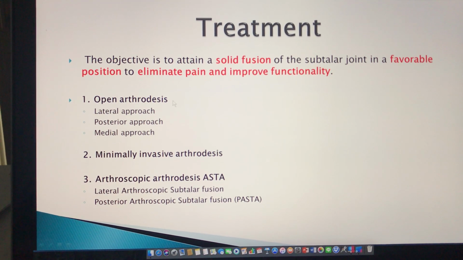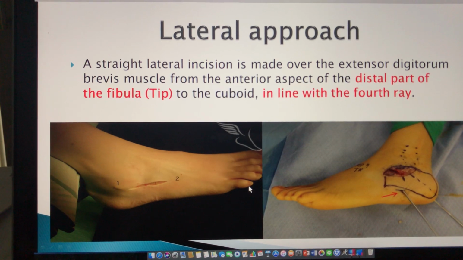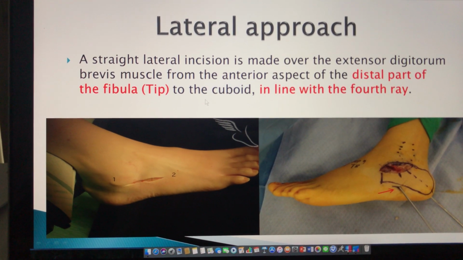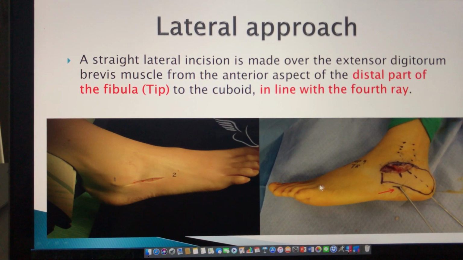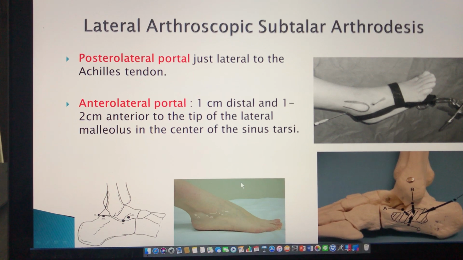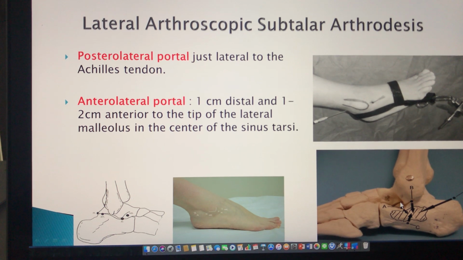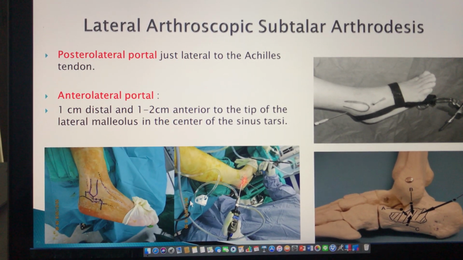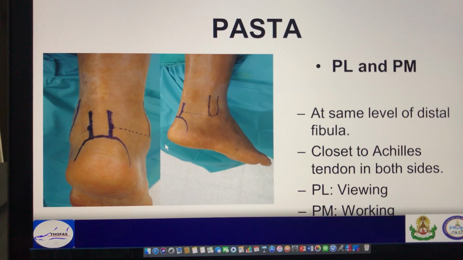So you have several techniques. You can do it open, or you can do it minimally invasively by using a camera. Here's an example of the open subtalar joint fusion. You can use a skin incision from the tip of the fibula toward the fifth metatarsal base, and then go in and clean up the joint, and then fuse it with a screw. Or you can perform it by arthroscopy. There are two common approaches: the lateral approach, which we call LASTA, and the posterolateral approach, which we call PASTA.